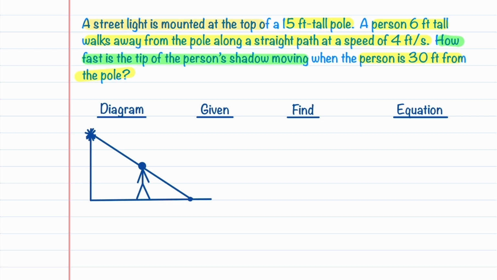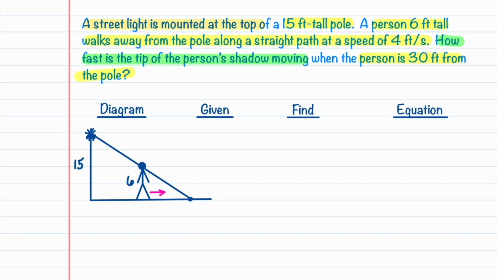What we're going to do first is look at our diagram and put some variables in there, and then we'll write down what we're given, what we need to find, and then the equation that relates those two. We're told that the street light is on top of a 15-foot pole, so we'll mark this length as 15. And then we have a person that is 6 feet tall, so we'll label this as 6, and they are walking away from the pole. So let's just make an arrow like this so we can see the direction that they're walking. And they walk away from the pole at a speed of 4 feet per second.